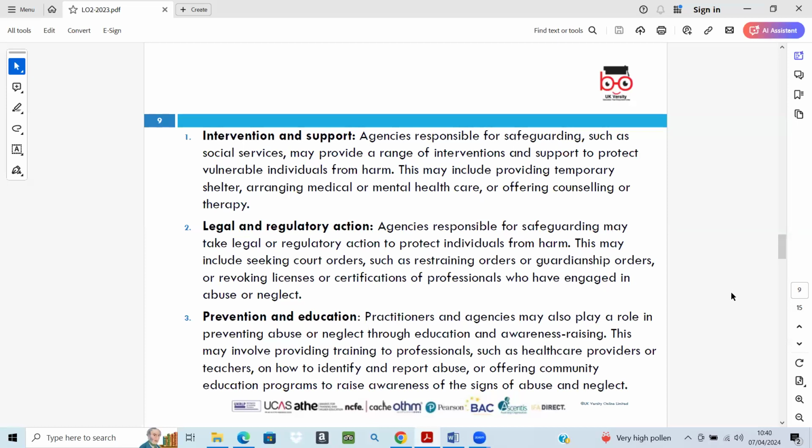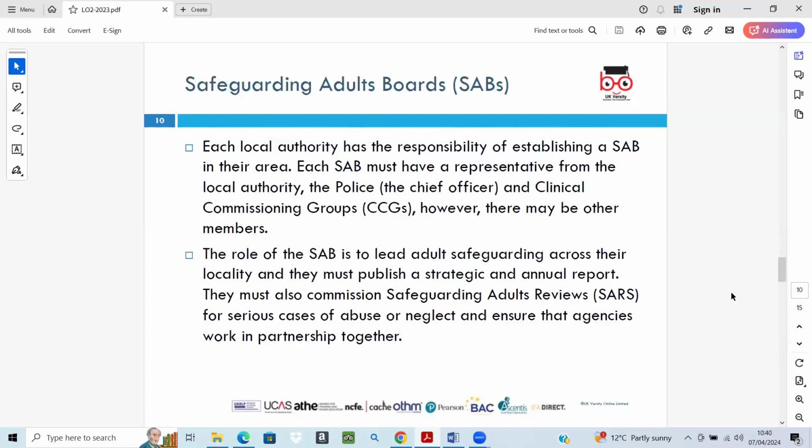It's for both the service user and the service provider as well, by increasing the understanding of signs of abuse and the importance of reporting concerns. Education and awareness raising can empower individuals and communities to take action and prevent abuse before it occurs. So these are the important points. Now what we have in the next slide: safeguarding adult boards.